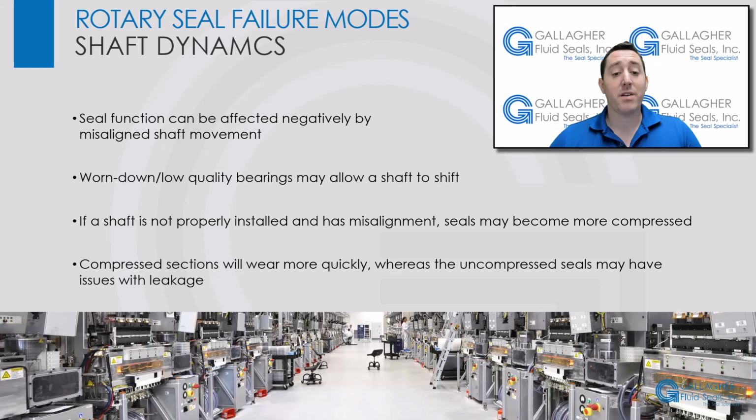Next, we will discuss shaft dynamics. Seal function can be affected negatively by misaligned shaft movement. Think about a worn-down bearing or low-quality bearing. It may allow the shaft to shift, ultimately putting wear on the seal prematurely.